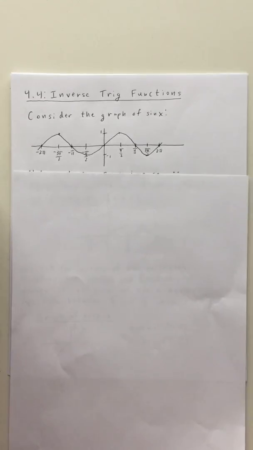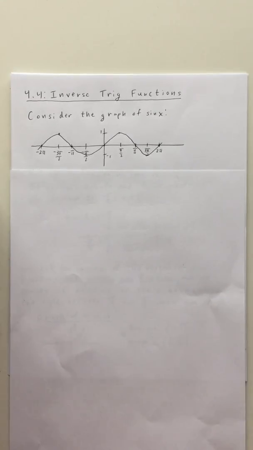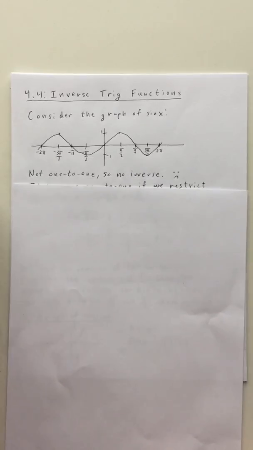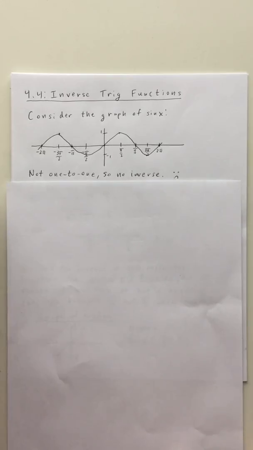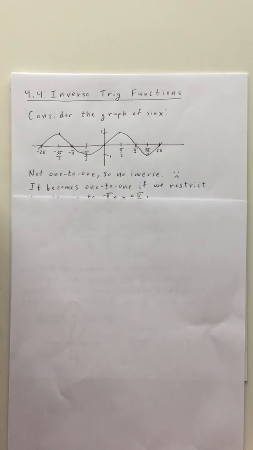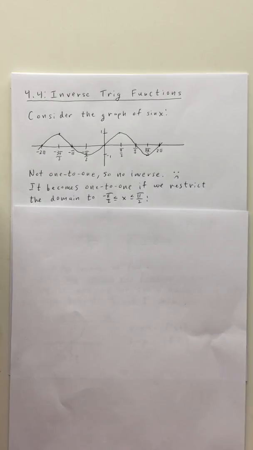Consider the graph of the sine function, the traditional sine function from a high school trig class. We look at this function and we can plainly see that it's not one-to-one, so it doesn't have an inverse as it stands. But we like to talk about inverse trig functions, so we want to figure out a way to make an inverse. We remember from our discussion about inverse functions that we can always restrict the domain of a non-one-to-one function to make it one-to-one and then have an inverse.